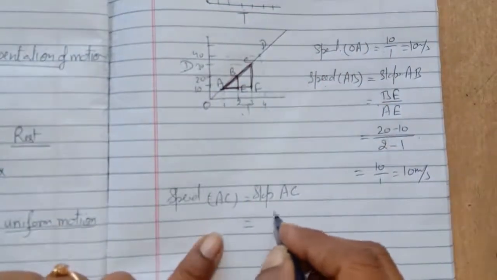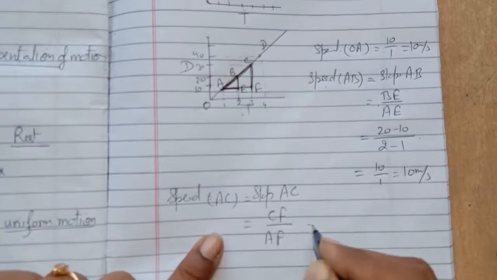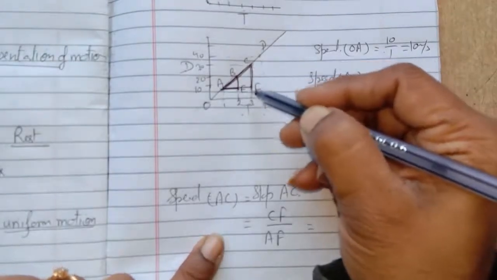So what is the slope AC? It is CF upon AF. And CF is how much? It is 30 minus 10.